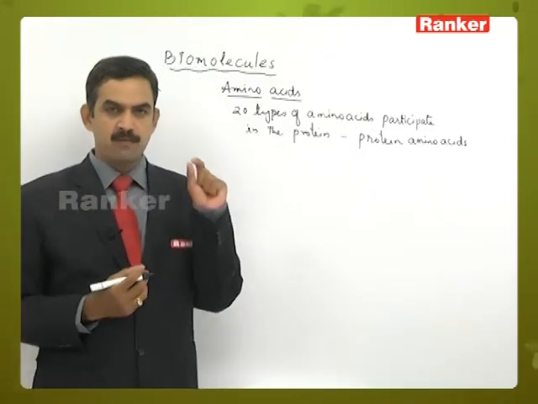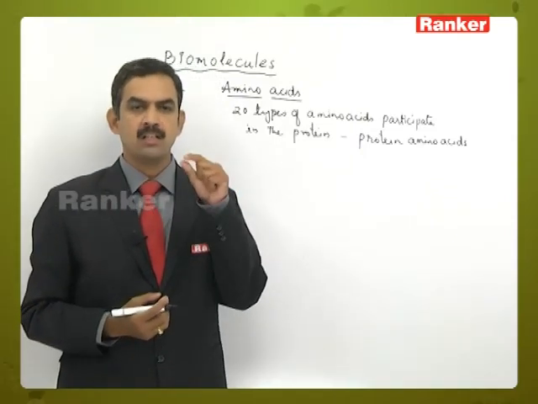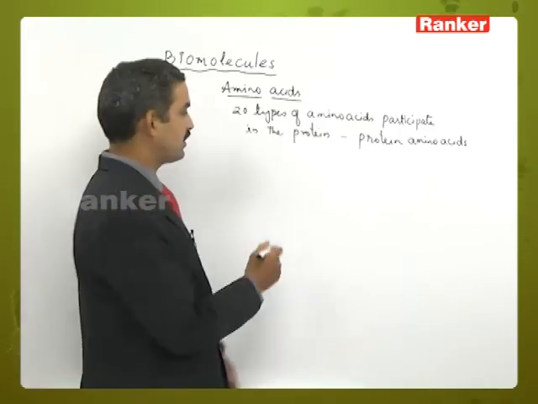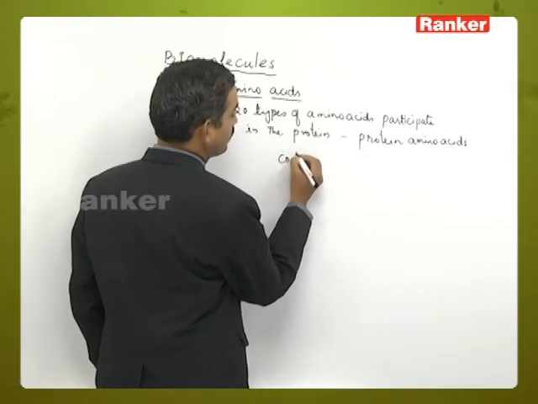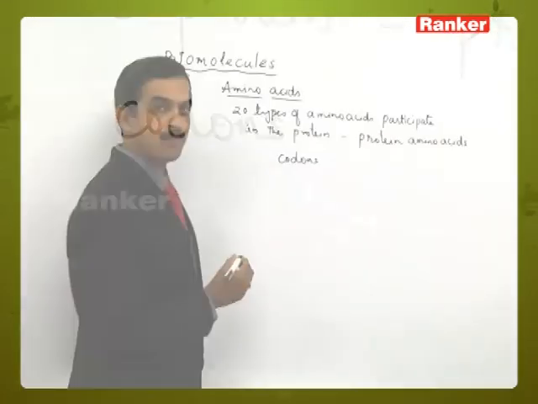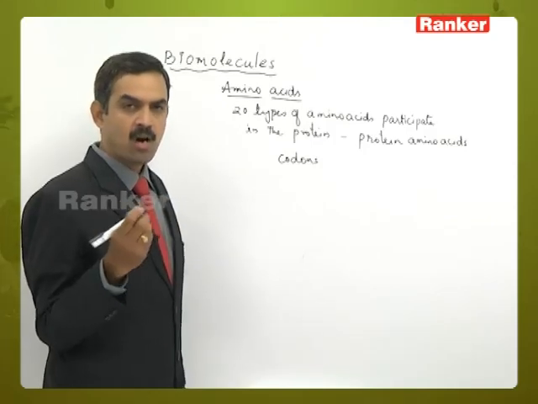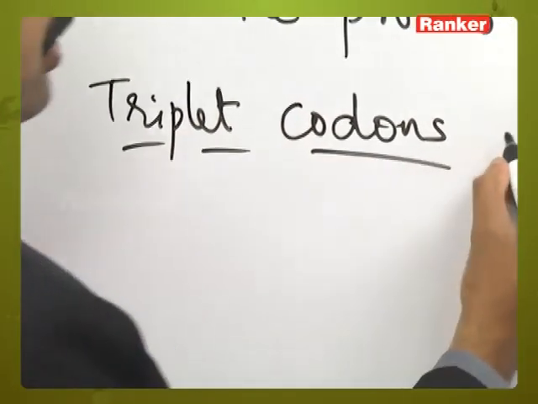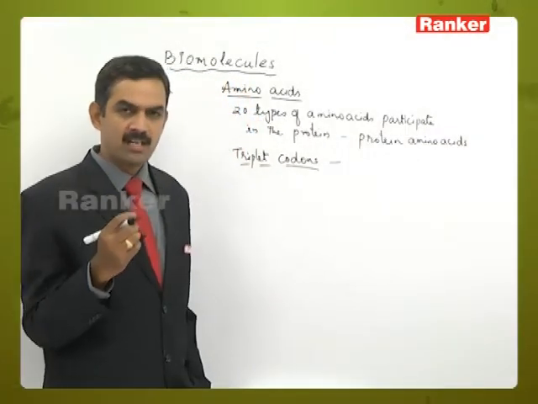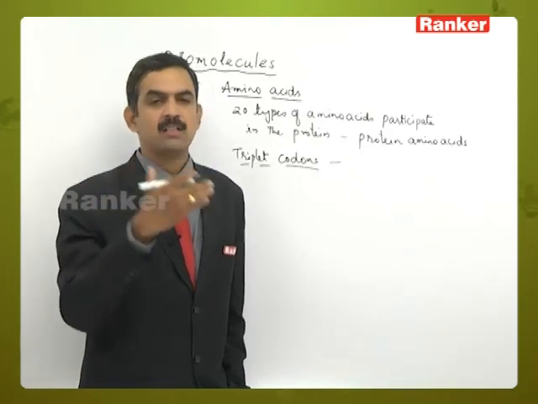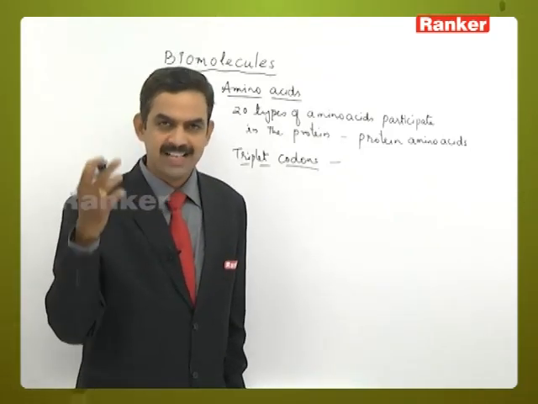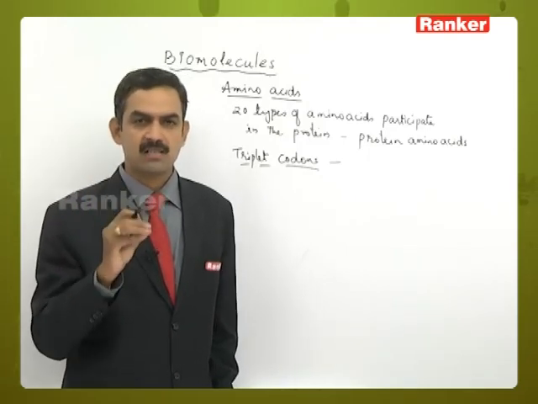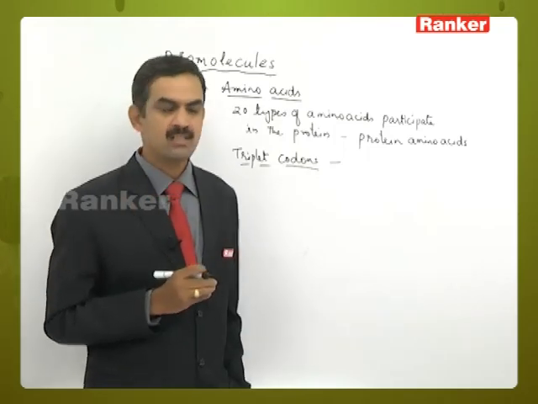And in a protein, which amino acid has to be incorporated, and at which place it has to be incorporated, all that depends upon the codons. We know that the codons present in the mRNA are in the form of triplet codons, which are decided by the codons present on the DNA molecule. That is the reason which type of amino acid has to be incorporated into the protein chain.